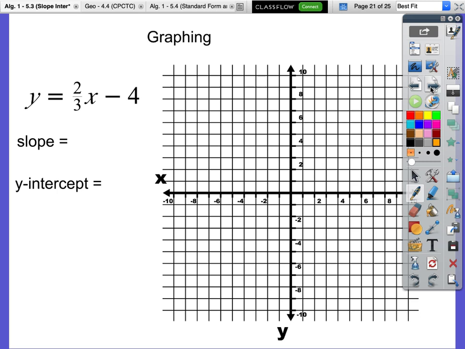Mr. Crossell. Yeah, what's up? The 2 is the rise, right? Correct. Alright, alright, alright.